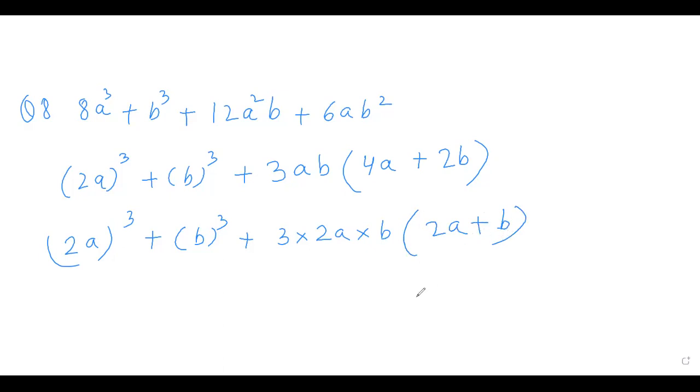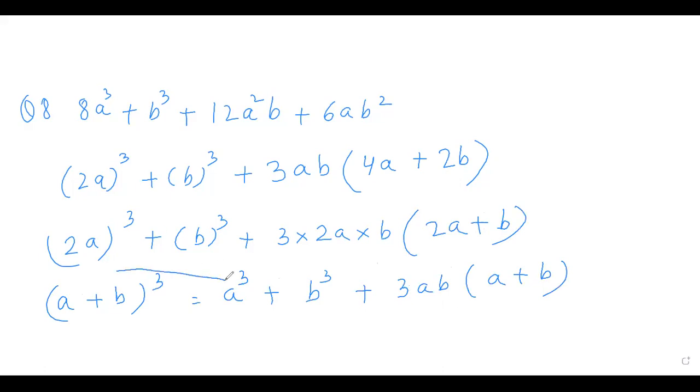Can I write it like this? So you can compare it with the identity a plus b whole cube. What is that identity? That identity is a cube plus b cube plus 3ab, and in the bracket is a plus b. So here you can see there is a cube, there is b cube, then 3, then a, then b, and in the bracket a plus b.